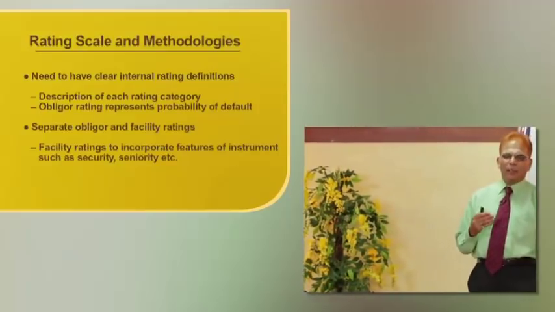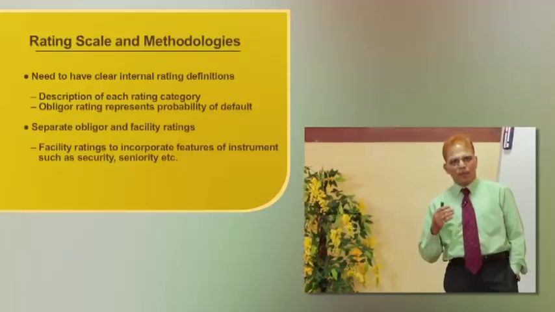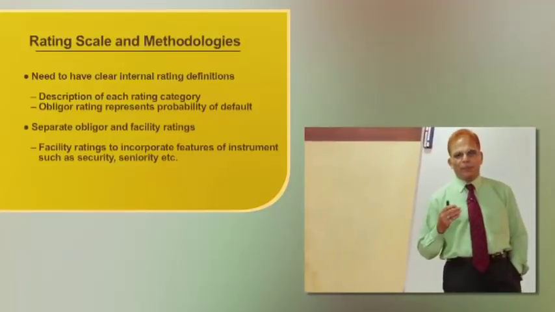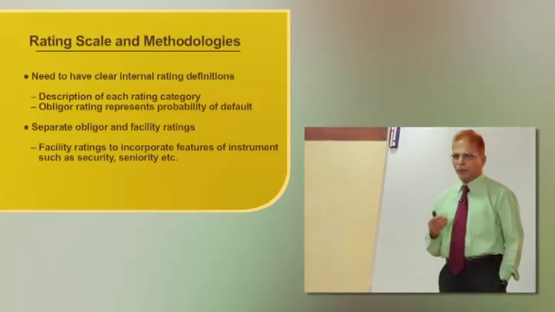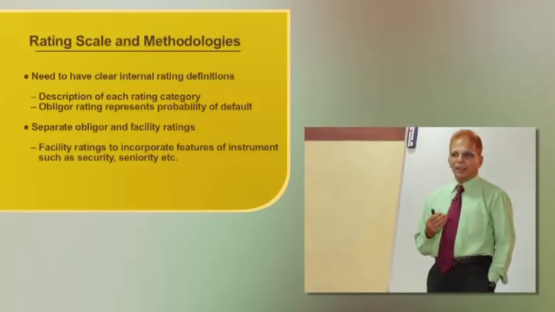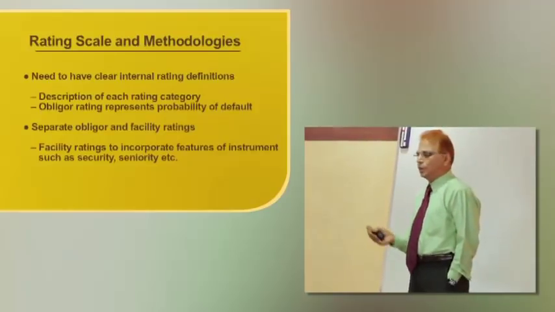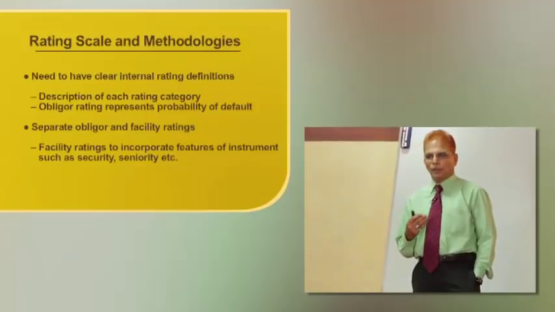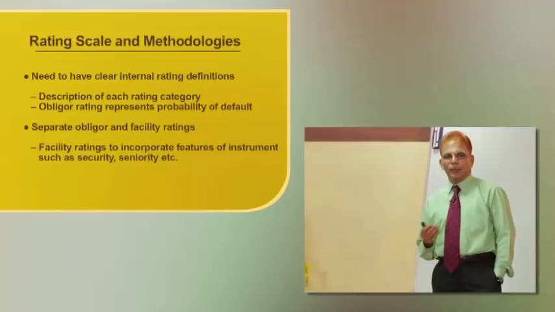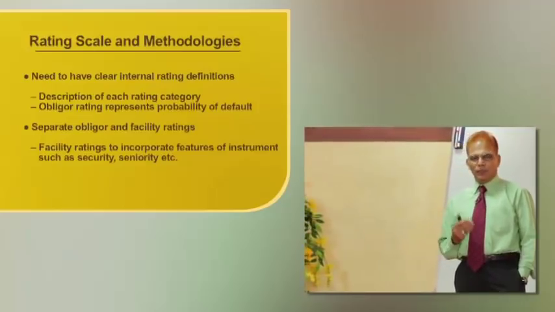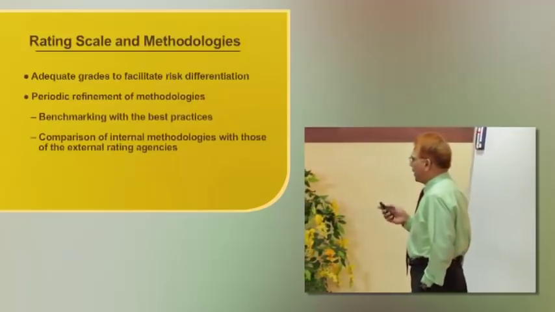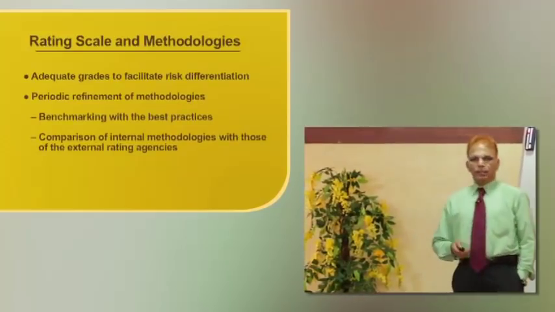A customer may have a cash credit which is against the stock. The customer may also have a term loan against a mortgage of some property or machinery. So we need to rate each of these facilities to, at a later stage in Basel II, compute what is known as loss given default, because loss in a particular exposure in a facility will depend on the kind of security as well in addition to the obligor. So there needs to be adequate grades to facilitate risk differentiation.